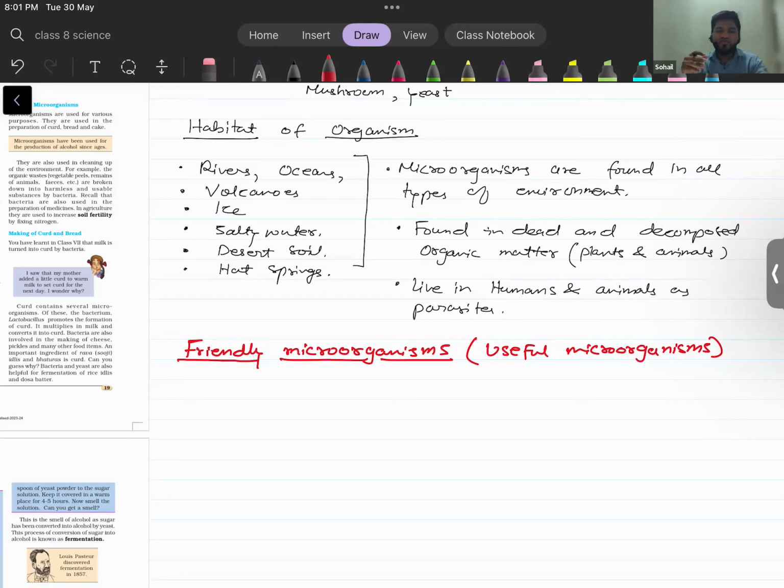You see, there are so many microorganisms that are used in the production of medicines also. They're helpful in the production of medicines also. Have you heard of antibiotics? Antibiotics, which doctors recommend taking. They are also made from certain bacteria.